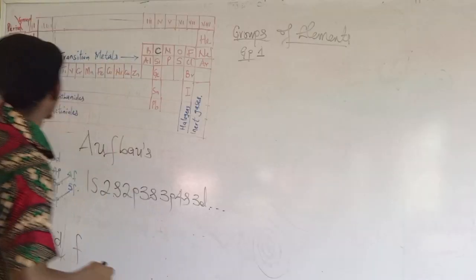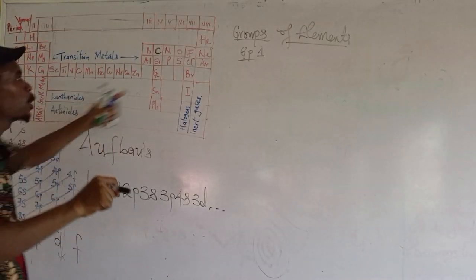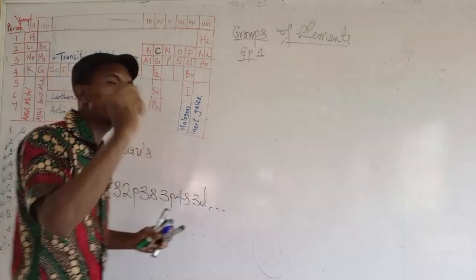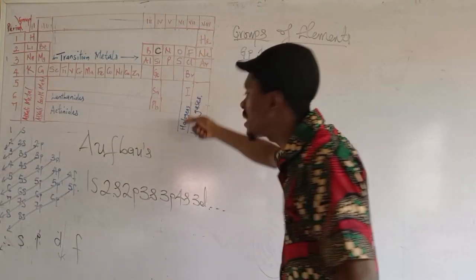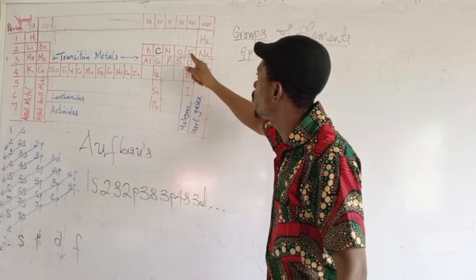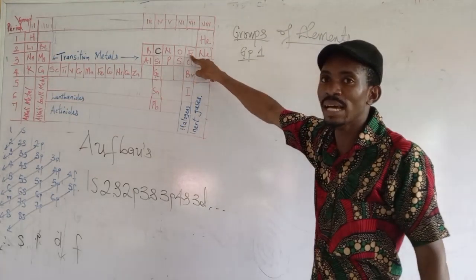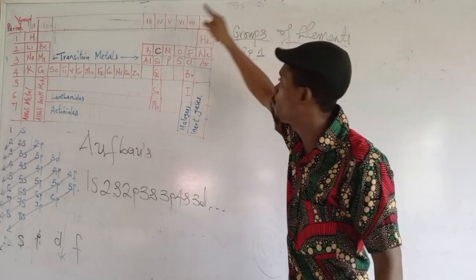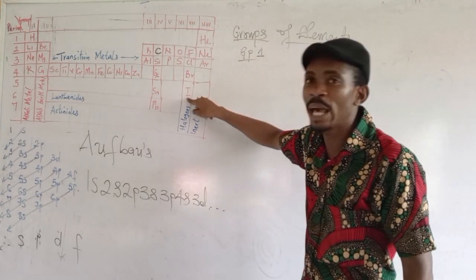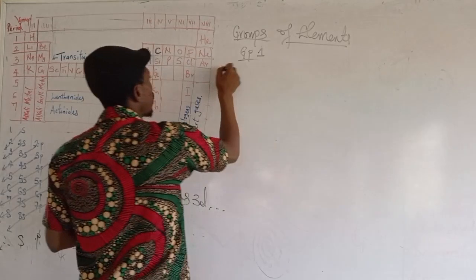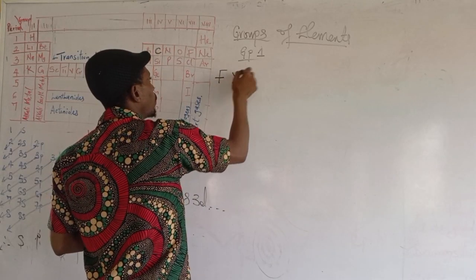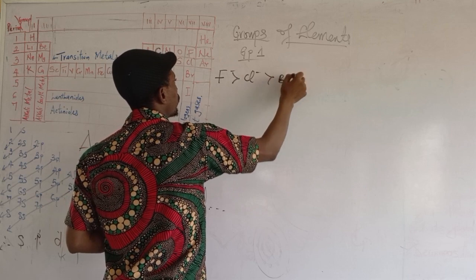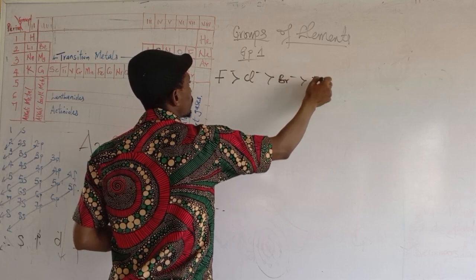Metals. Group 1 are the most reactive metals. Group 7 are the most reactive non-metals, with the reactivity decreasing down the group. Hence, fluorine is the most reactive non-metal, followed by chlorine in this group 7, followed by bromine, and then iodine. So it comes in this order: fluorine most reactive, followed by chlorine, followed by bromine, and followed by iodine.